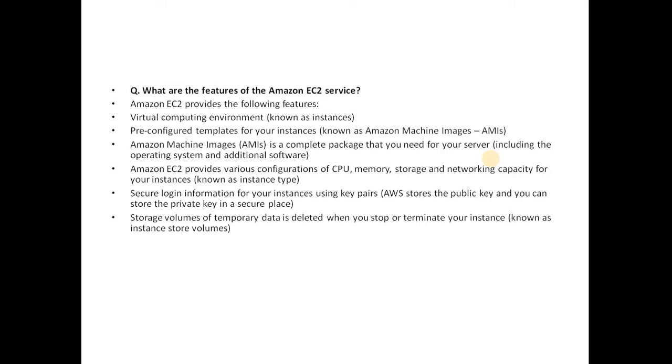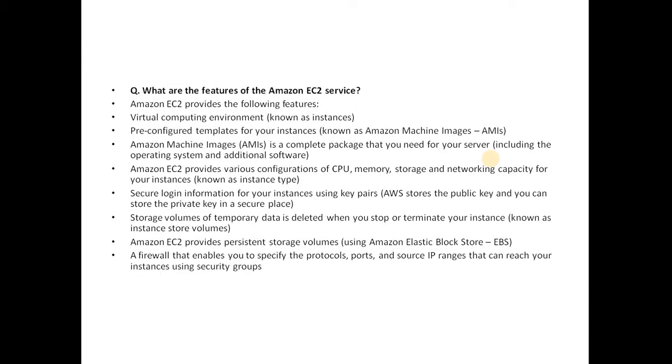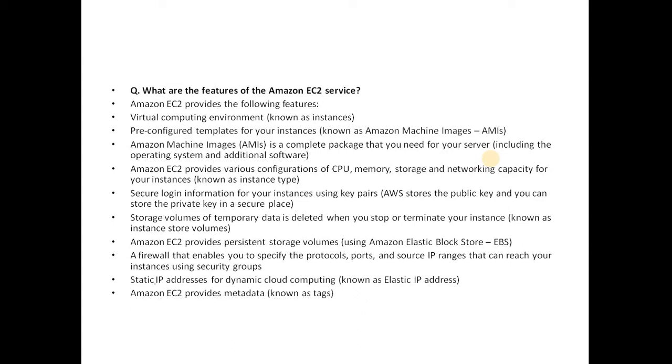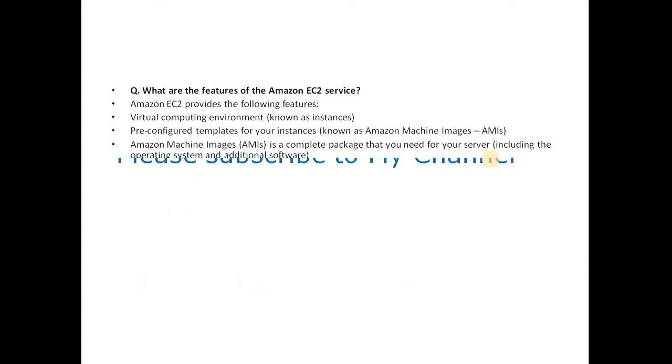Storage volumes for temporary data are deleted when you stop or terminate your instance. Amazon EC2 provides persistent storage volumes, that is EBS, and a firewall that enables you to specify the protocols, ports and source IP ranges that can reach your instances using security groups. And the last one is static IP addresses for dynamic cloud computing. Amazon EC2 provides metadata, that is tags.